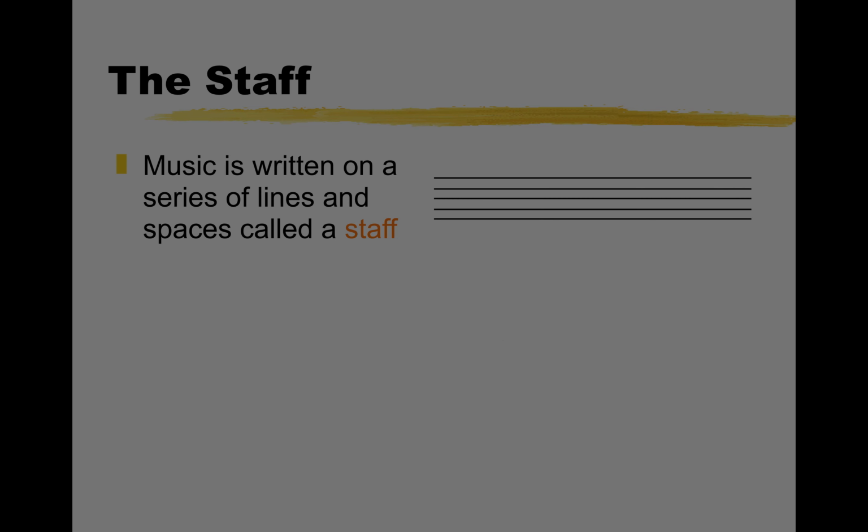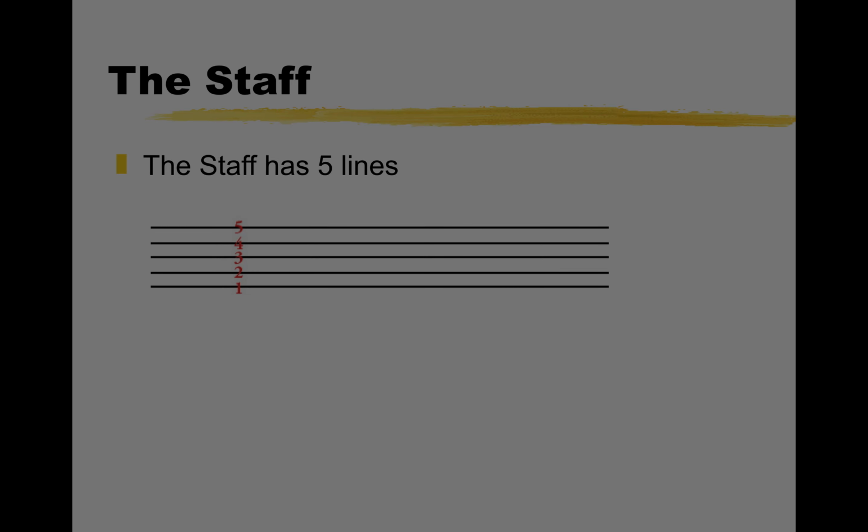Before we talk about the actual note names, we need to know how notes are written. And music is written on a set of lines and spaces called a staff. The staff has 5 lines. We always count from the bottom. 1, 2, 3, 4, 5. And in between the lines are spaces. And there are 4 spaces also counted from the bottom.